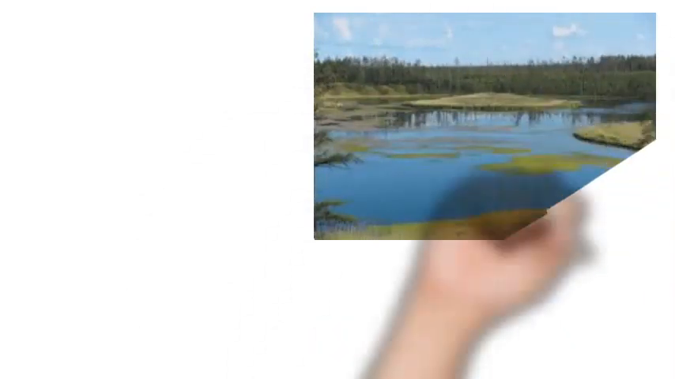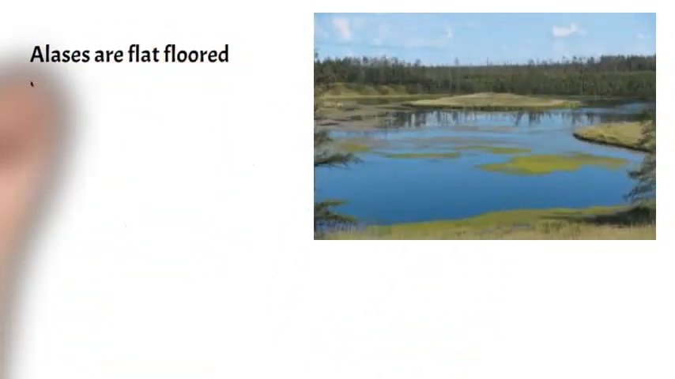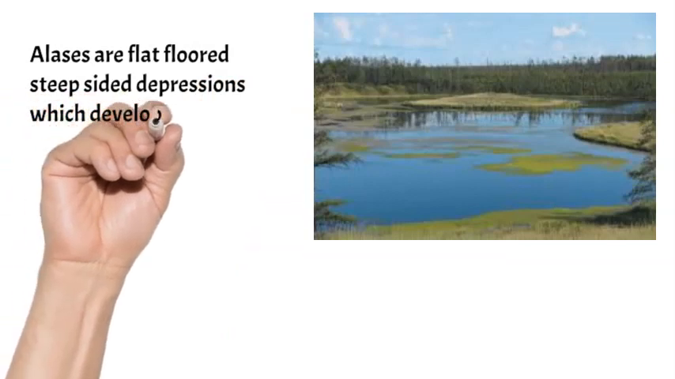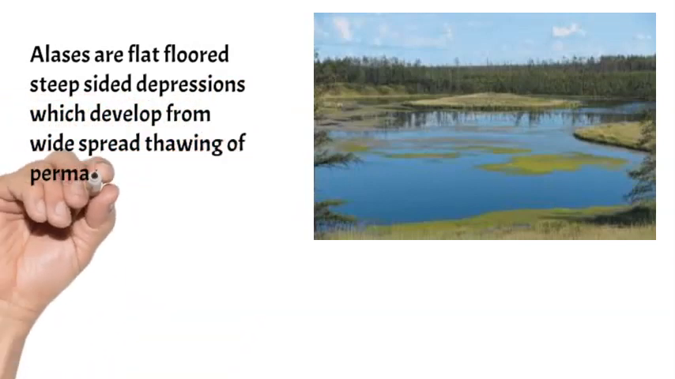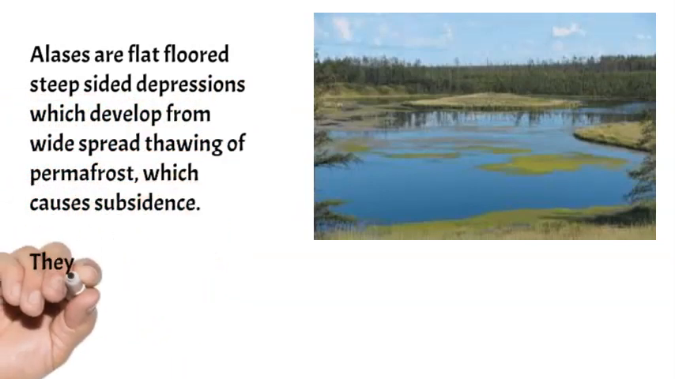We also have alasses. These are much bigger. They are flat-floored and steep-sided depressions which develop from widespread thawing of the permafrost, which causes subsidence.